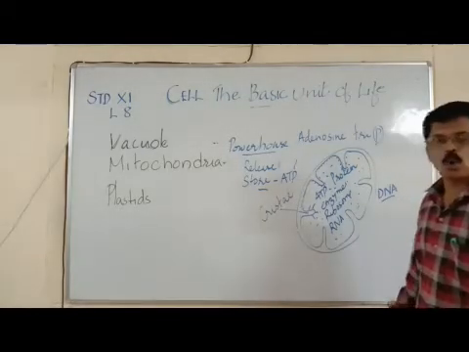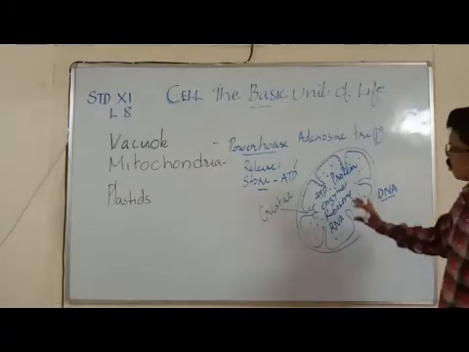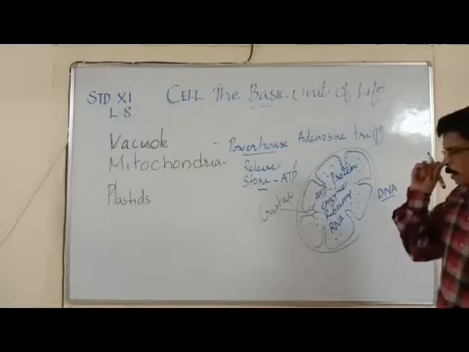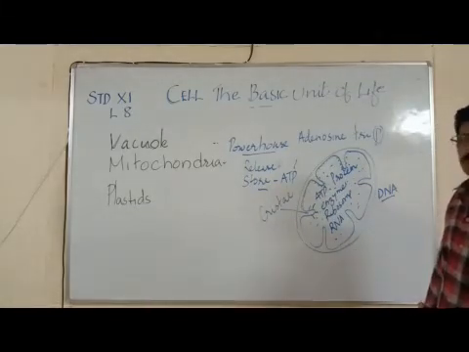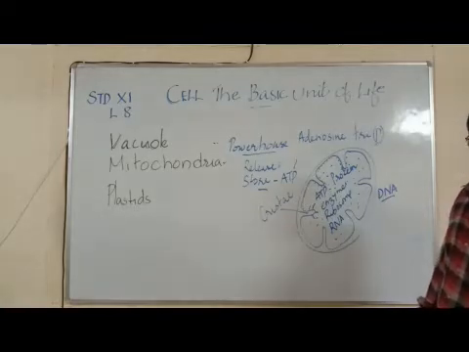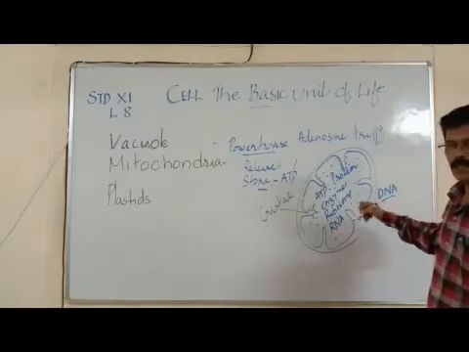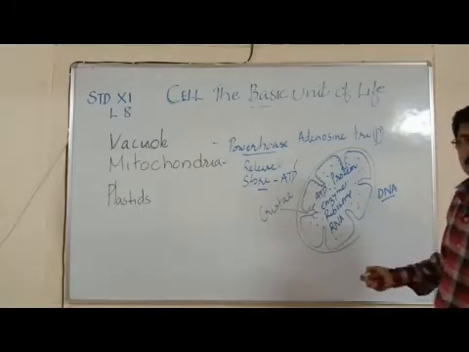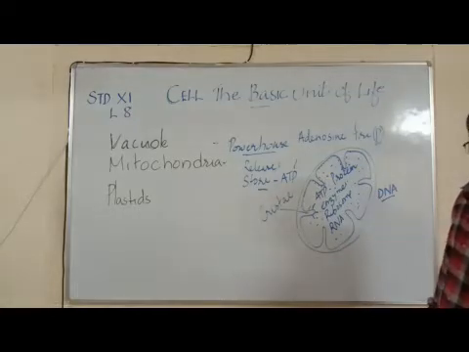So what are the two organelles in which extra chromosomal DNA is present? Mitochondria as well as plastids. These are the two organelles which contain extra chromosomal DNA. What is the advantage of having extra chromosomal DNA? They can be semi-autonomous so that they can synthesize their own proteins and they can divide on their own. So they are called semi-autonomous organelles.